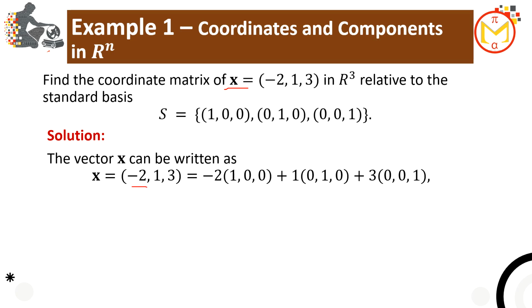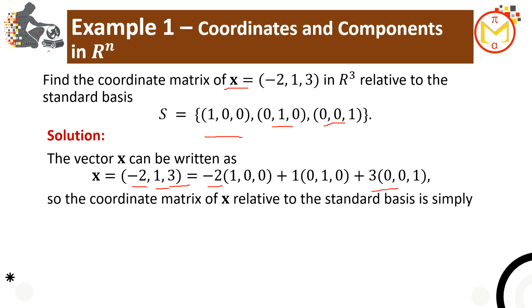So negative 2, here you go, that is your scalar times the vector 1, 0, 0, and then we have 1 times this one, v2, and then 3 times v3. Okay, so the coordinate matrix of x relative to the standard basis is simply, okay, so you multiply this, negative 2, 1, and then you have 3.